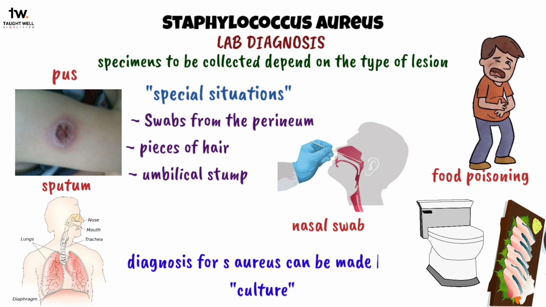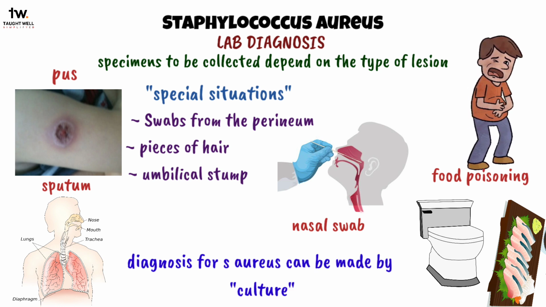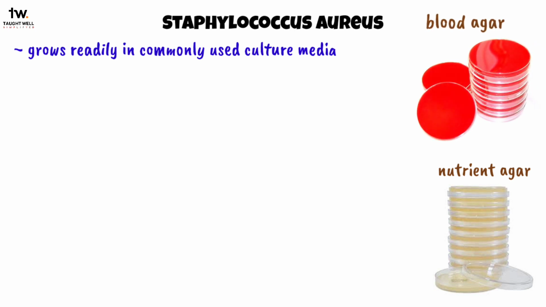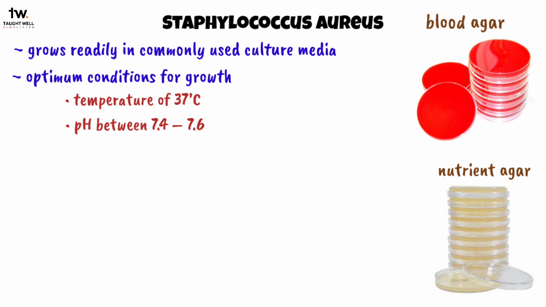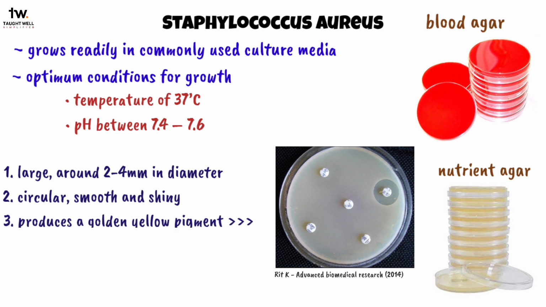The diagnosis for Staphylococcus aureus can be made by culture. Staphylococcus aureus grows readily in commonly used culture media like nutrient agar and blood agar. The optimum conditions for growth are a temperature of 37 degrees Celsius and pH between 7.4 to 7.6. On nutrient agar, the colonies formed are large, around 2 to 4 mm in diameter. They are circular, smooth and shiny.